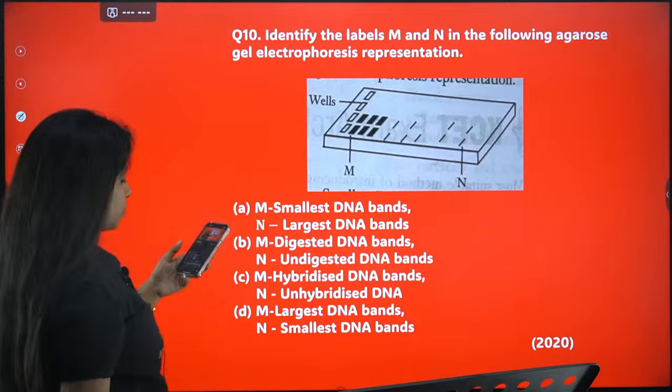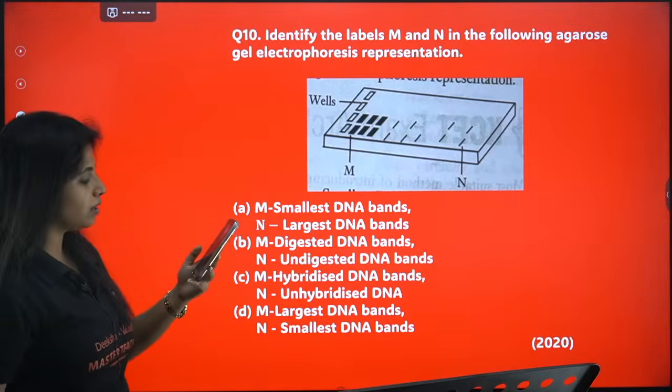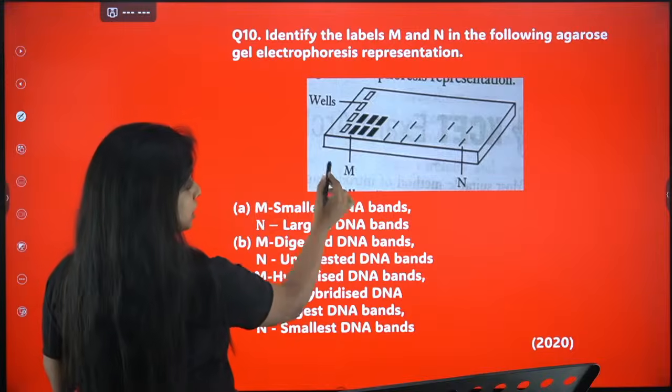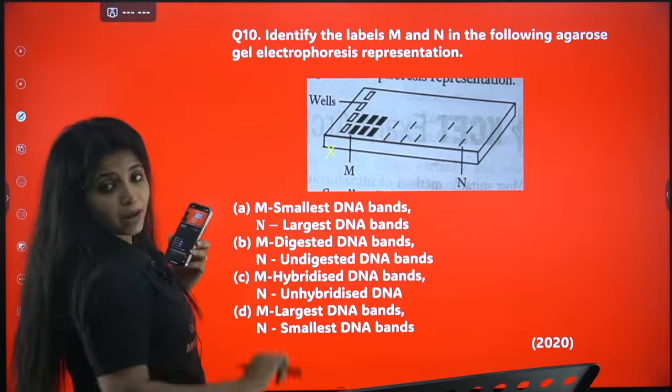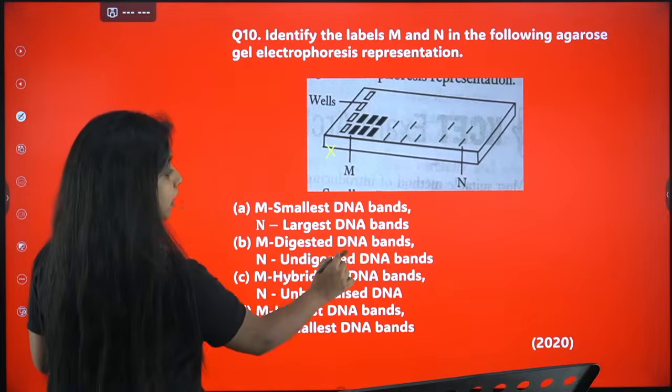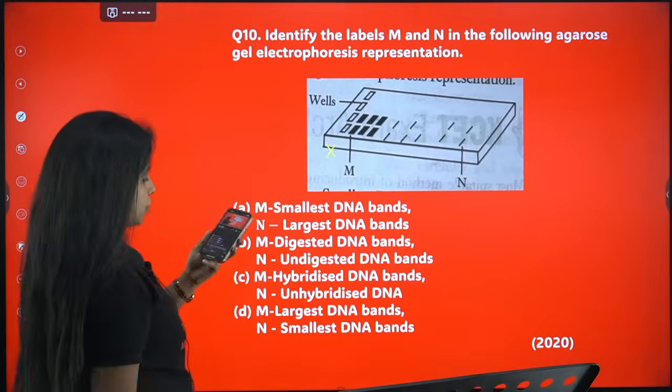Now I've given you almost the whole answer. So M is for smallest DNA bands? No. The smallest DNA bands would be there. Okay, M, digested DNA bands. Everything is digested over here.